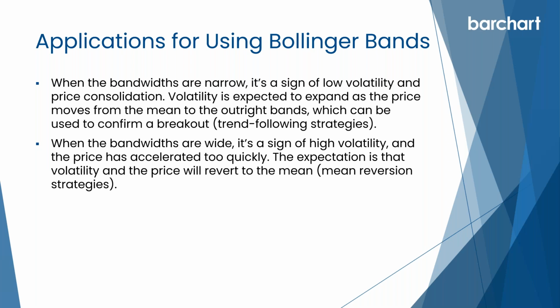Maybe it has traveled outside of, or been piercing, the outer band. But ideally, we want to find a whole candle or a whole bar outside of the band. And then the expectation is when the pressure that drove price and volatility decreases, let's say buyers or sellers dry up, then the price will return inside the band and snap back to the mean, back to normalcy, normal volatility. These conditions are ideal for what is called mean reversion strategies.